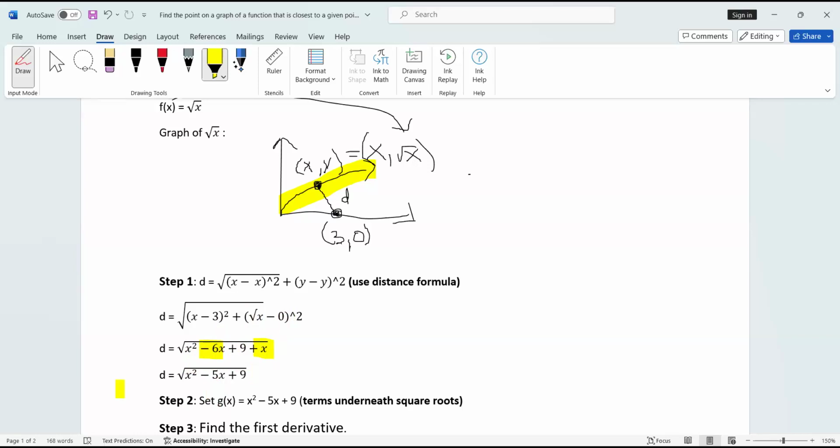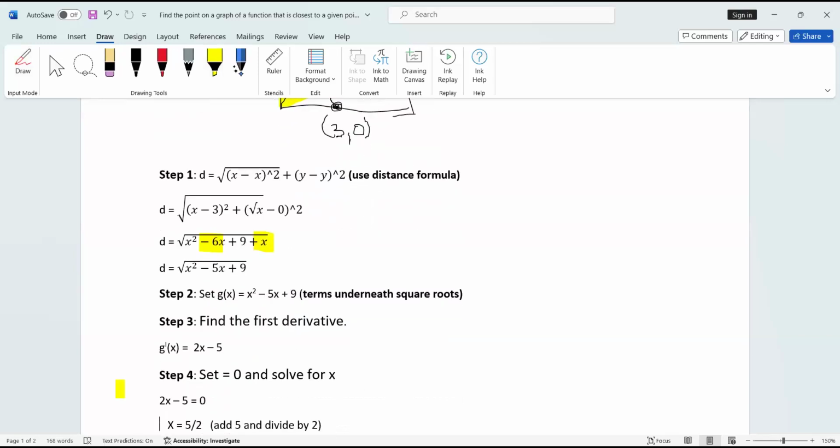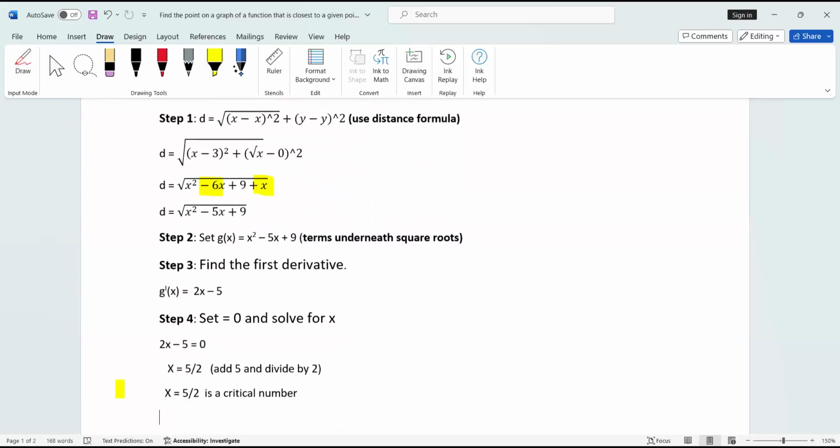So here's our distance formula. It simplifies to the square root of x squared minus 5x plus 9. Now we're going to take those terms that are underneath the square root. We're going to use those terms to help us with the next step. So our function now that we're looking to solve is x squared minus 5x plus 9.